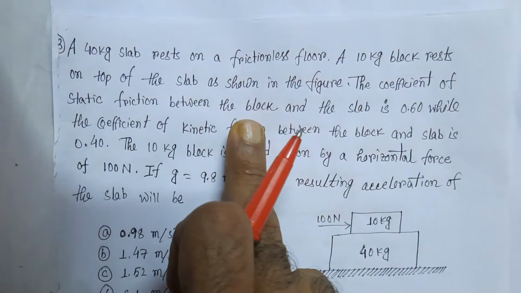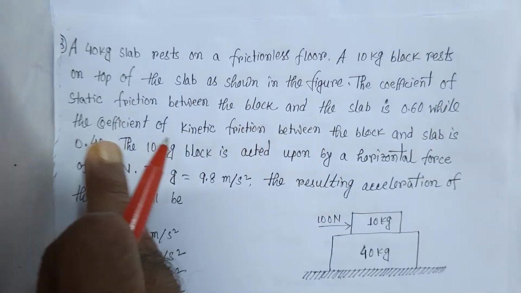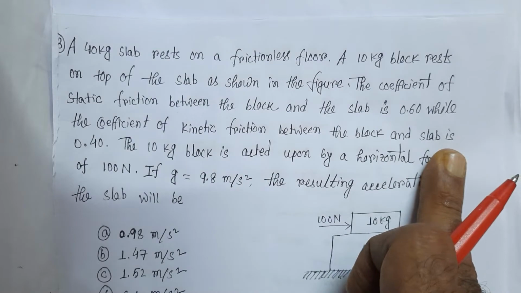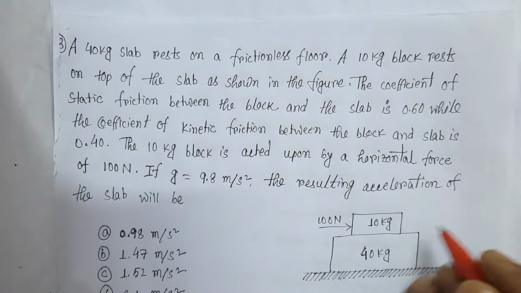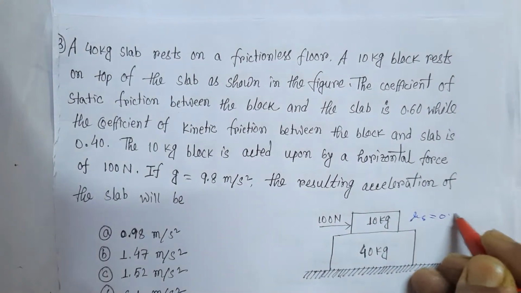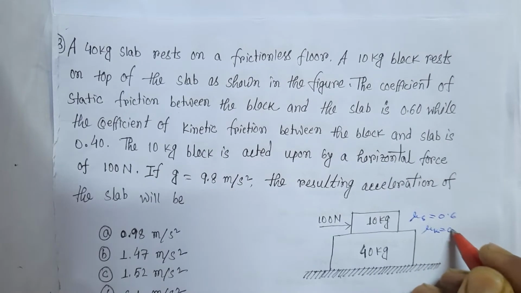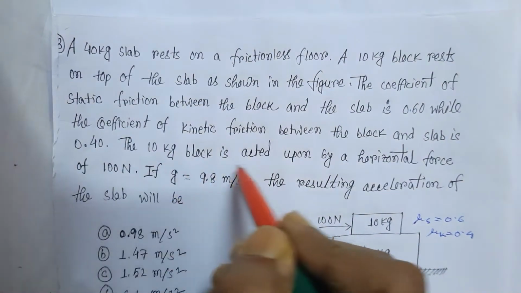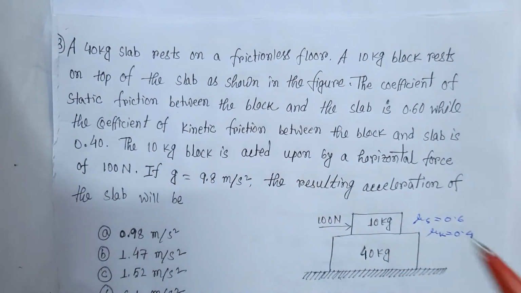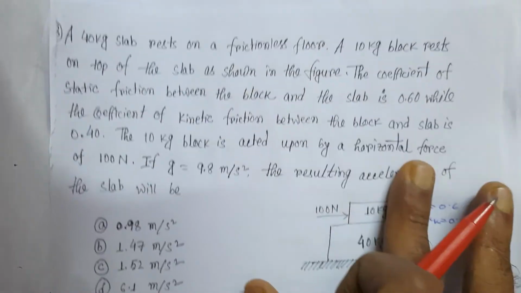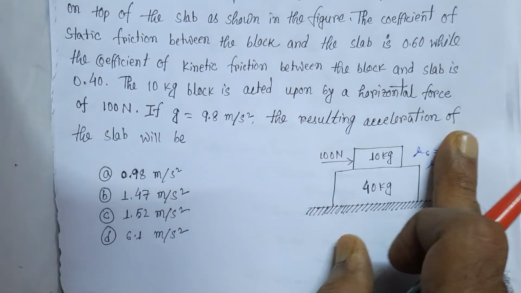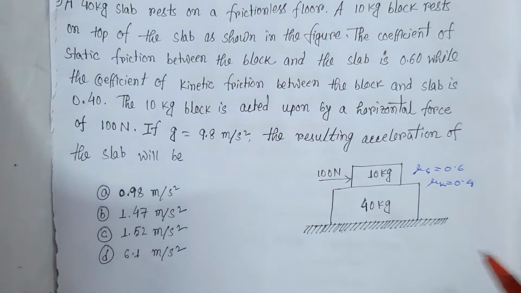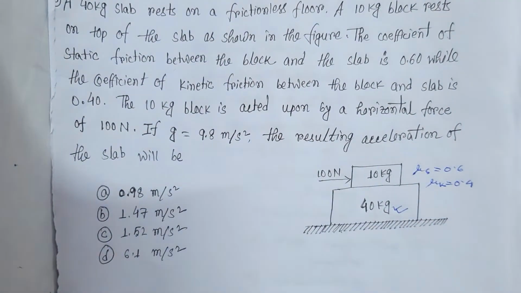The coefficient of static friction between the block and the slab is 0.6, while the coefficient of kinetic friction between the block and the slab is 0.4. So static friction mu s is 0.6 and mu k, kinetic friction, is 0.4. The 10 kg block is acted upon by a horizontal force of 100 Newton. g equals 9.8 meter per second square. We are to calculate the resulting acceleration of the slab, that is the 40 kg mass.